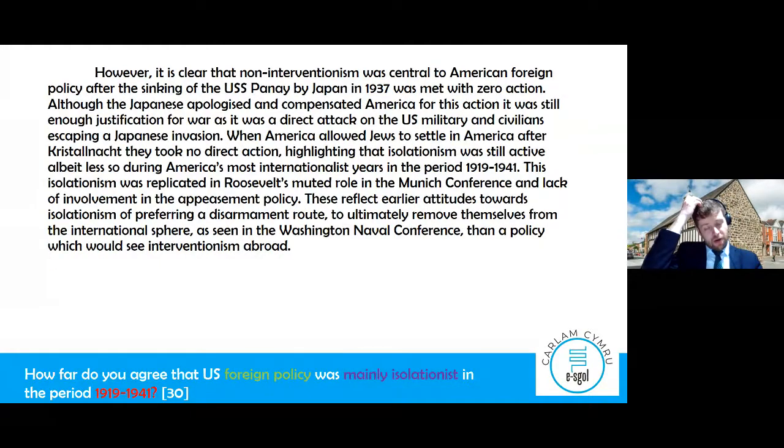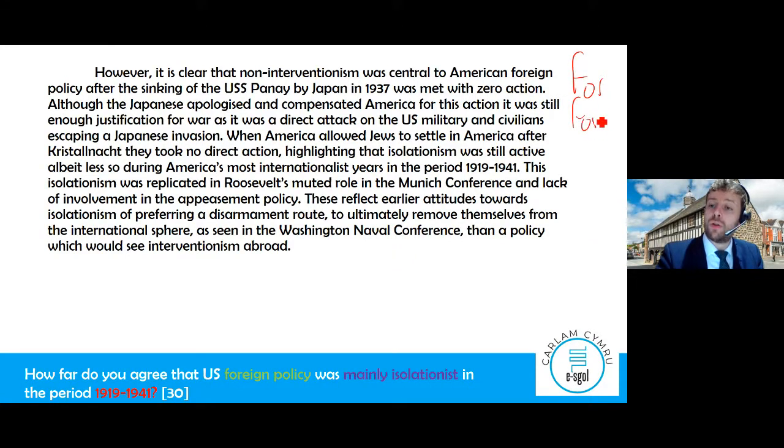So, next paragraph is "however". So again, remember we had a "for" paragraph, then a "for", then an "against", then another "for". The last one we looked at was another "against". Let's have a look and see what this one is.